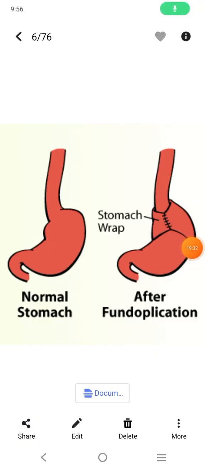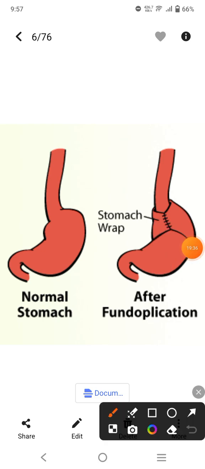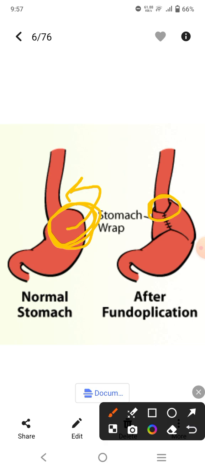Here is one more thing, the last thing that I want to show you. In surgeries we do fundoplication. Fundoplication is where you lift the fundus portion of the stomach and wrap it around the lower esophagus so that the sphincter tone is somewhat improved or increased. So that was all. Thank you very much.